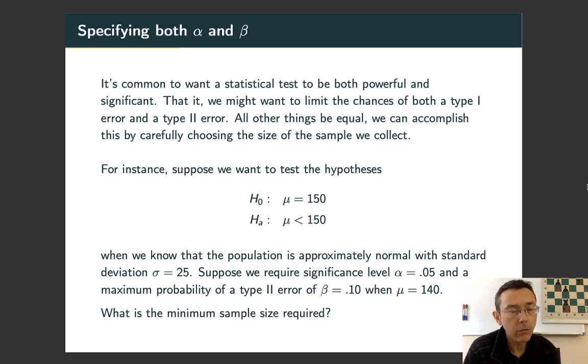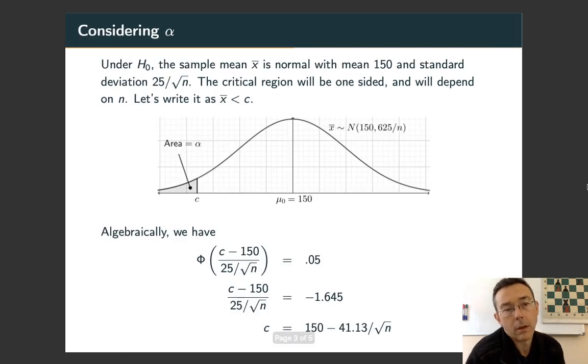What kind of sample size will get us there? So we're going to take this in pieces. First, we're going to consider alpha, then we're going to consider beta. They're both going to give us some information about n. So when we're talking about alpha, we're going to assume that the null hypothesis is true. This is how we progress when we do a significance test. So if H naught is true, then x bar is normal with mean 150 and standard deviation 25 over the square root of n. We're talking about a one-sided significance test, so we're going to have a rejection region there on the left somewhere, x bar less than c, for some c that we just don't know.